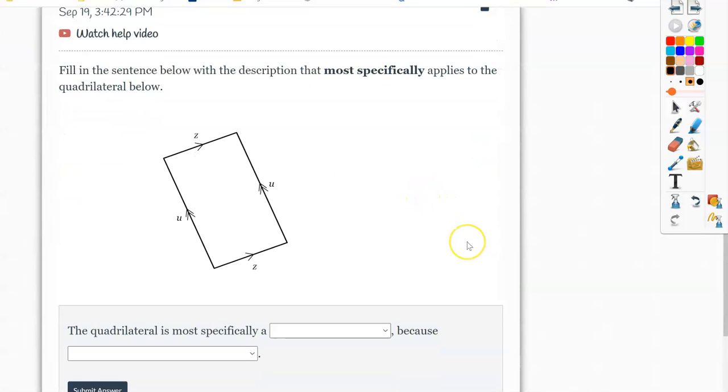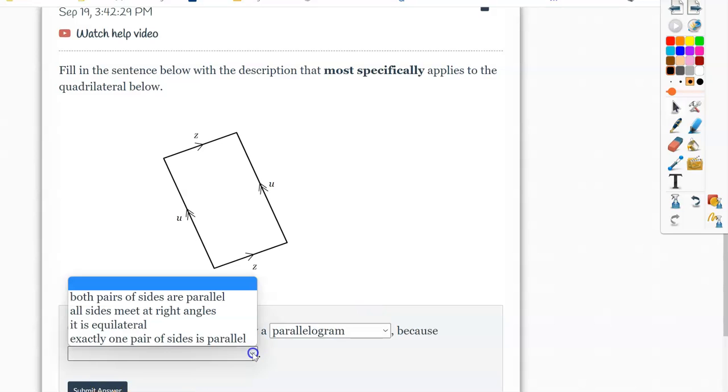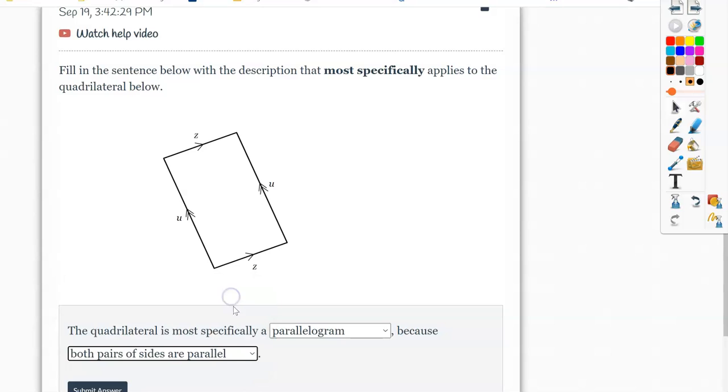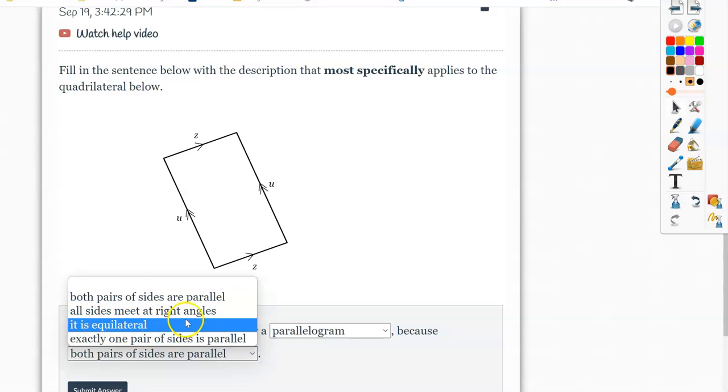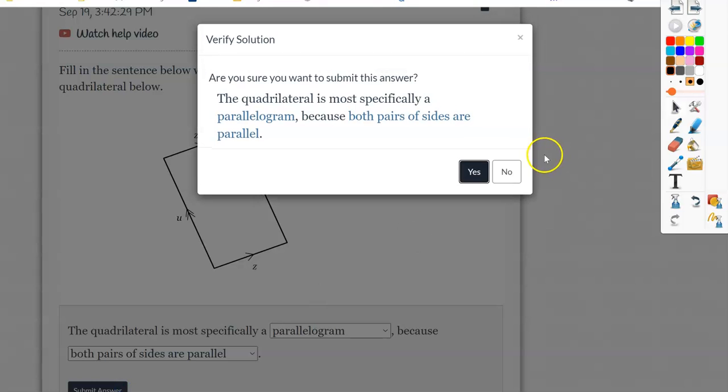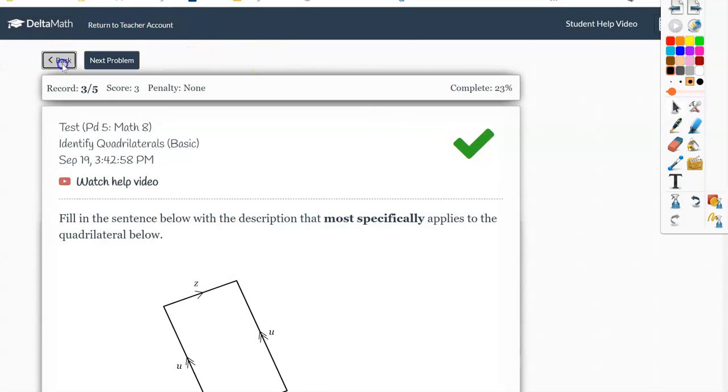What is this specifically? Well, it does not have any 90-degree angles, so it's not a rectangle, it's not a square, but it does have opposite sides parallel, so that makes it a parallelogram, because both pairs of sides are parallel. It does not have right angles, it is not equilateral, and it has more than one pair of parallel sides. So there we go. All right, good luck with that one.